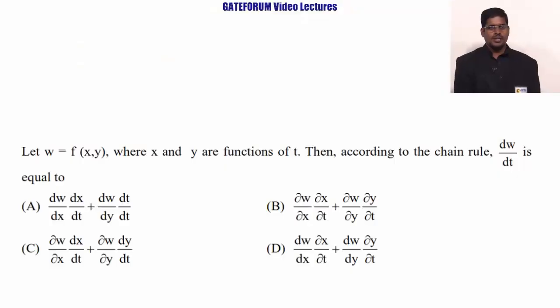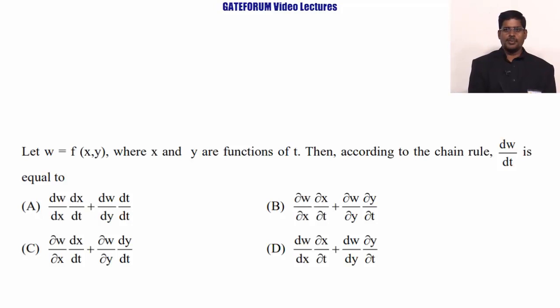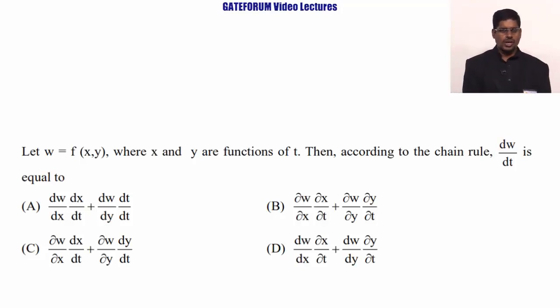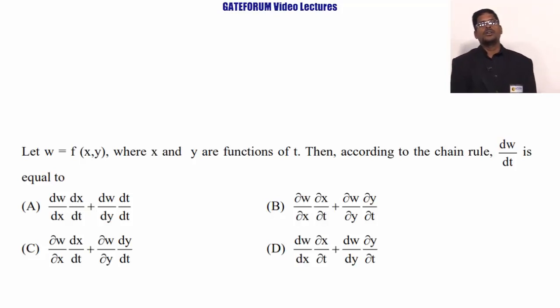The question is, let W is equal to f of x comma y, where x and y are functions of t. Then according to the chain rule, dw by dt is equal to ABCD options provided. This question is from engineering mathematics. Topic is calculus. Subtopic is partial derivatives, total derivative, which is from GATE 2017.